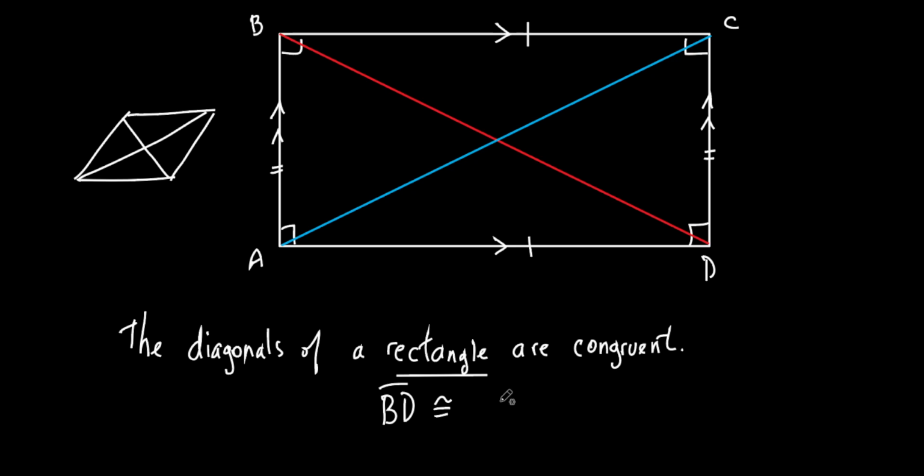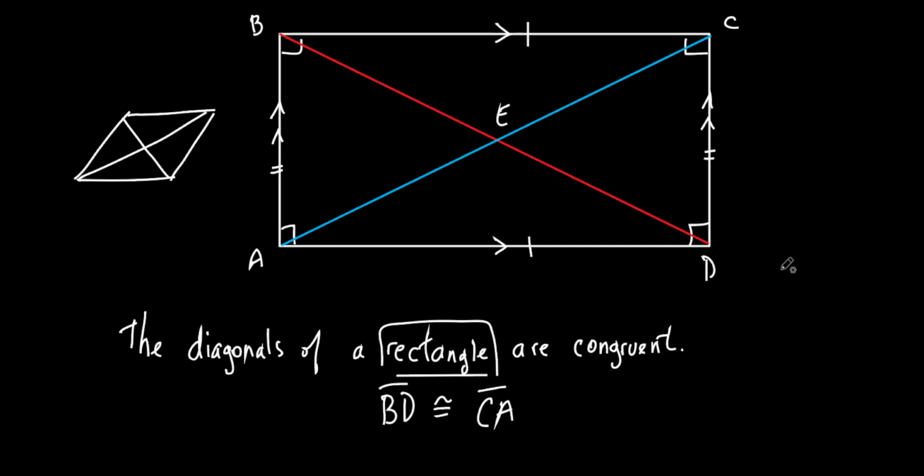So, line segment BD is congruent to what? Okay, CA or AC. It doesn't make any difference. Since you said CA, I'll put CA. It doesn't matter the order that you put this in. So, if it's a rectangle, remember, it has to be a rectangle. If it's a rectangle, then the diagonals are congruent to each other. Let's put an E right there.